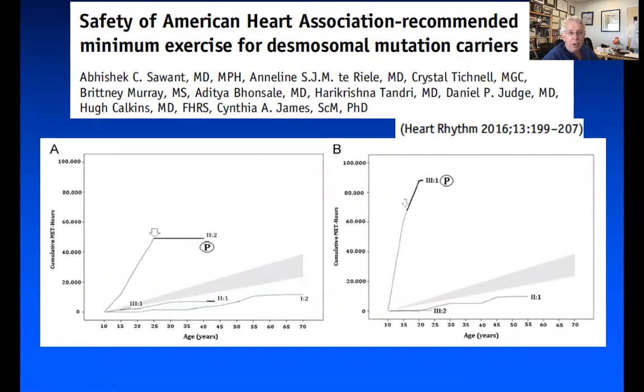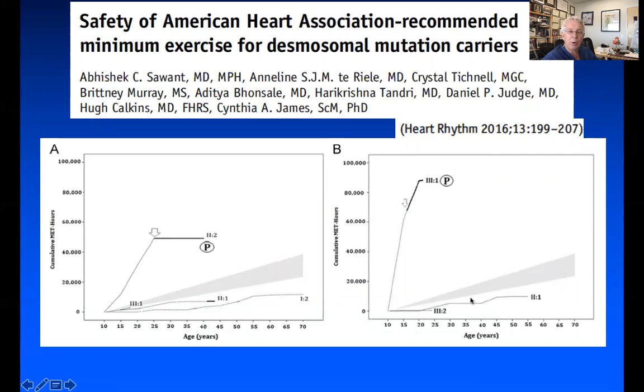Now, this is a slide of a number of families with plakophilin 2. This shows the patient age on the horizontal axis. Each patient is a line. The cumulative MET hours of exercise in their life is shown on the vertical axis. So this is the proband, the first person diagnosed in the family. From the age of 10 on, they're exercising like a rocket. They exercise 50,000 MET hours. By the age of 22, they have VT. They get diagnosed with ARVD. They stop exercising. Here are the siblings, with the same mutation, who don't exercise and are free of ARVD.